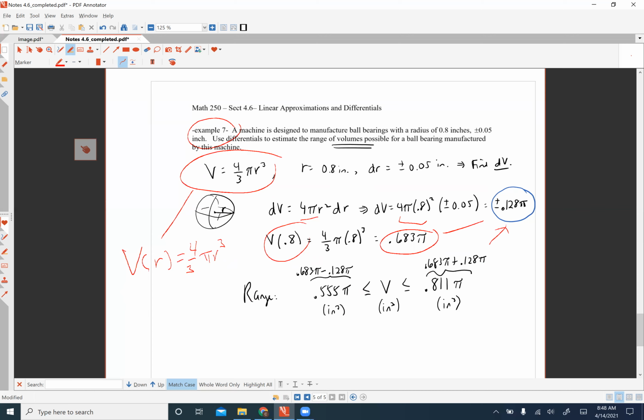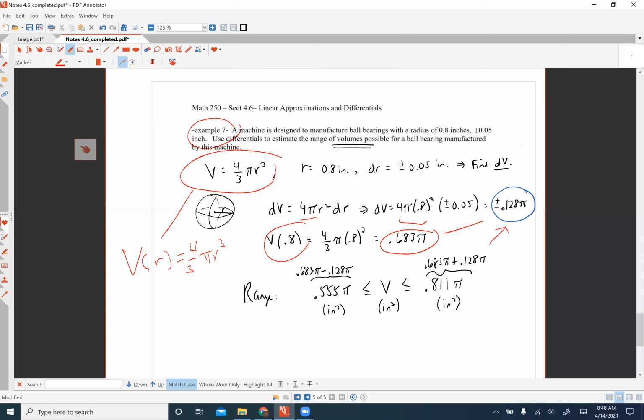Those of you who are engineers might say that's really a pretty high percentage. It's almost, I don't know, not 20%, but it's high: 0.128 over 0.683. So the problem is interesting. Like I say, this is a pretty bad machine, in my own humble opinion.